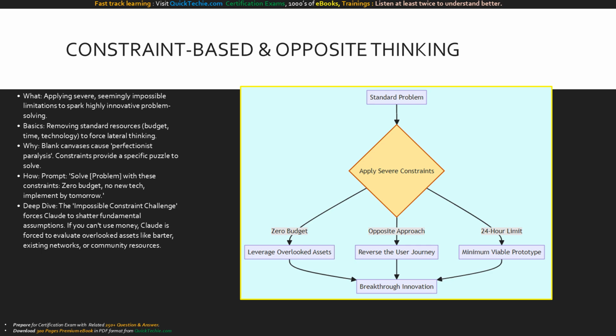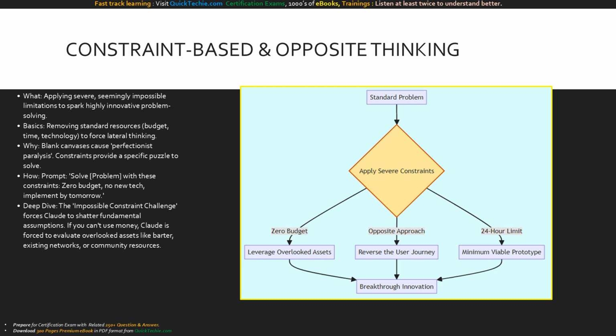If you tell Claude to design a marketing campaign with $1 million, you'll get standard billboard and ad spend advice. But if you prompt, "Design a marketing campaign to reach 10,000 people with exactly $0 and no internet access," Claude is forced to completely shatter its standard assumptions. It will have to look at grassroots community networking, barter systems, or physical stunt marketing. You can also use opposite thinking. Prompt Claude, "What is the exact opposite of how people usually approach this? Generate ideas based on doing the reverse." The ideas might seem crazy at first, but they often hide the seed of a massive breakthrough.